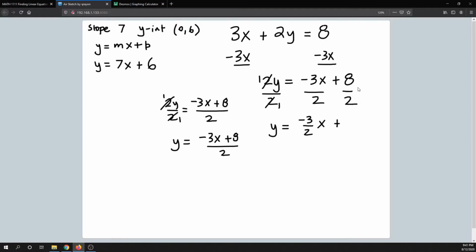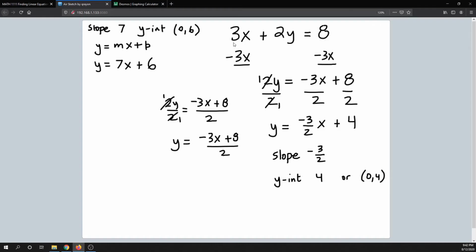And then 8 divided by 2 is 4, right? Okay. And so now you can see this format matches the slope-intercept form exactly, right? It's y equals some number times x plus another number, right? That matches exactly. And so now that we have it in the slope-intercept form, we can read that off. The slope of this line would be negative 3/2, and the y-intercept would be 4, or if they want it in the point form, it would be 0, 4. Okay.